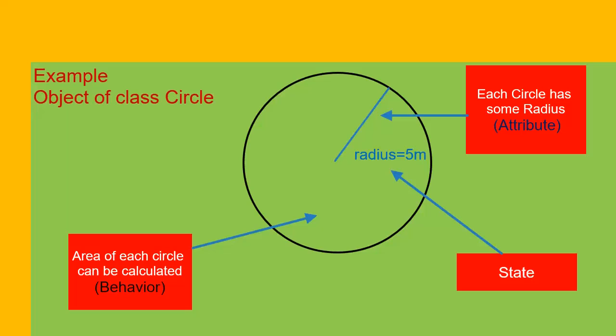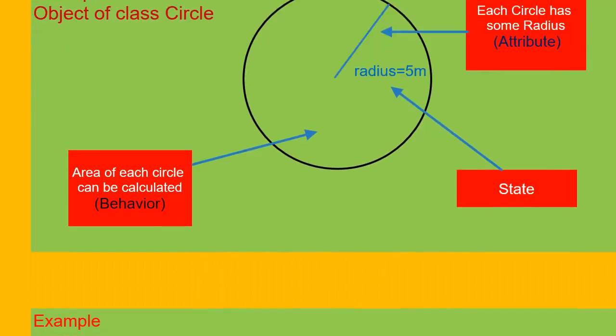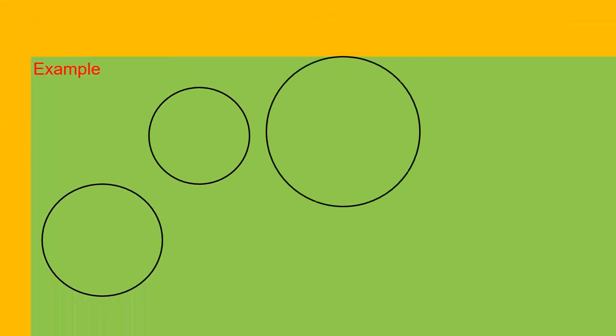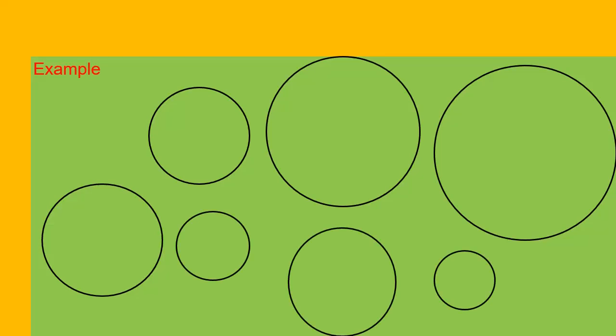So each object of employee class will have its unique state. For example, there is an employee whose name is John, date of birth is XYZ, employee ID is ABC, and so on. So we can uniquely identify each and every employee from class employee. All the circles drawn in this diagram belong to the class circle. All of these are the objects of the class circle. As they have different states, all of them have different radius and can be uniquely identified and distinguished from each other.